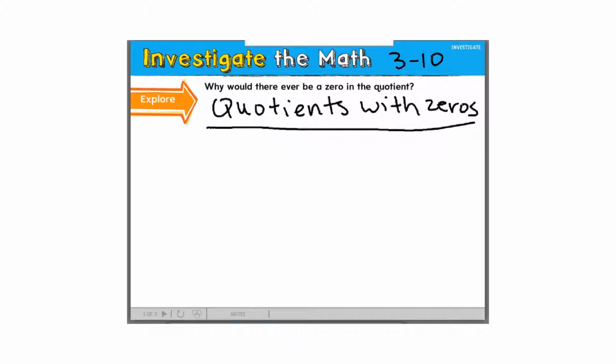And our question up here is why would there ever be a 0 in the quotient? So we're going to figure out why there would ever be a 0 in the quotient. A quotient is an answer to a division problem. Yeah, Karnpreet.